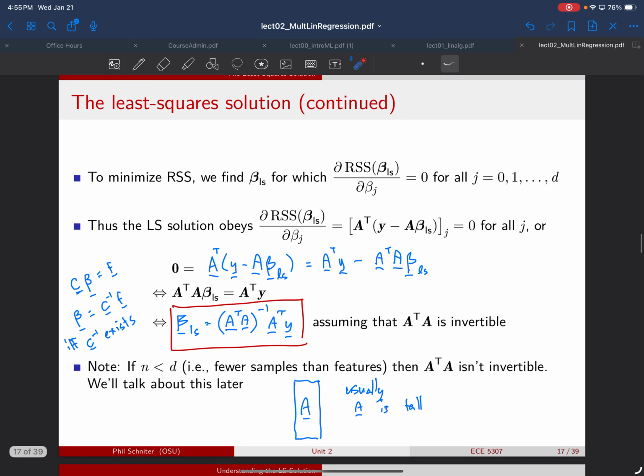I didn't hear everything you were saying, but basically this matrix is usually tall. It's not invertible. We can't invert a rectangular matrix. But the matrix A transpose times A is a square matrix. And when A is tall, it's very likely that this guy is going to be invertible. So in most cases, this exists, we're good, we can move on. Okay, any questions?